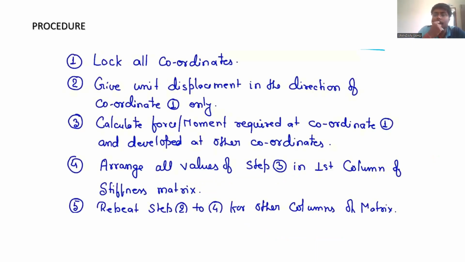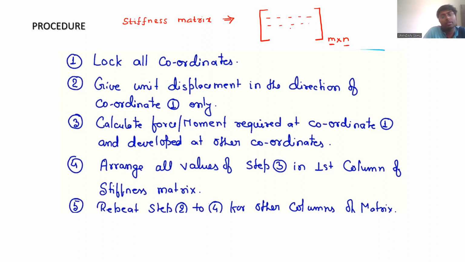So, before solving some problem, we should know how to write a stiffness matrix. A matrix, when we are writing, will contain some m cross n elements arranged within m rows and n columns, respectively.